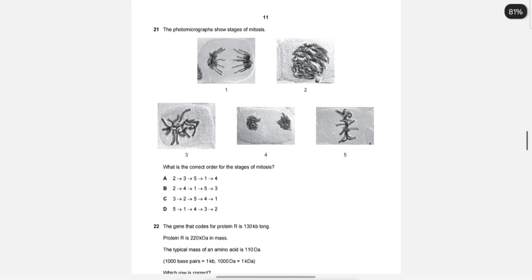Moving on to number 21, the photomicrographs show stages of mitosis, and it asks what is the correct order for the stages of mitosis. Let's look at option A. It's saying we start with 2, then we move on to 3, then from 3 we get to 5, then 1 and 4. I think A is most sensible, since it's clearly showing us how the stages go from prophase, metaphase, anaphase, and lastly telophase.